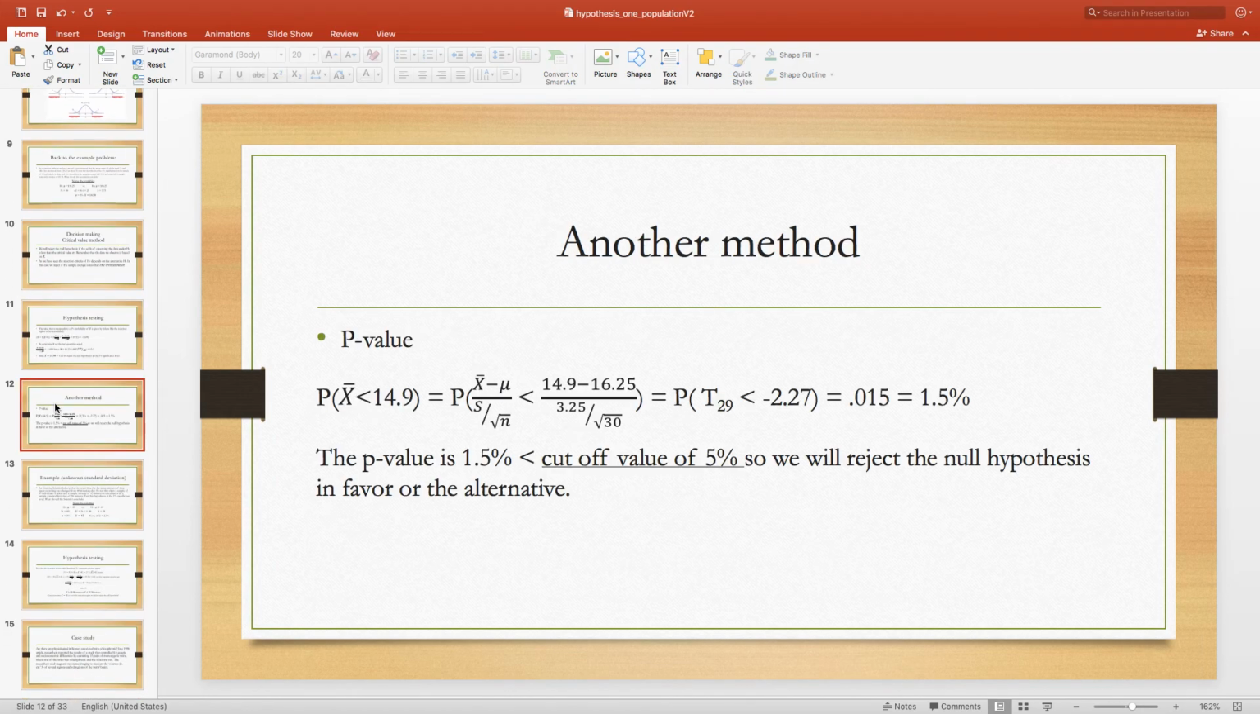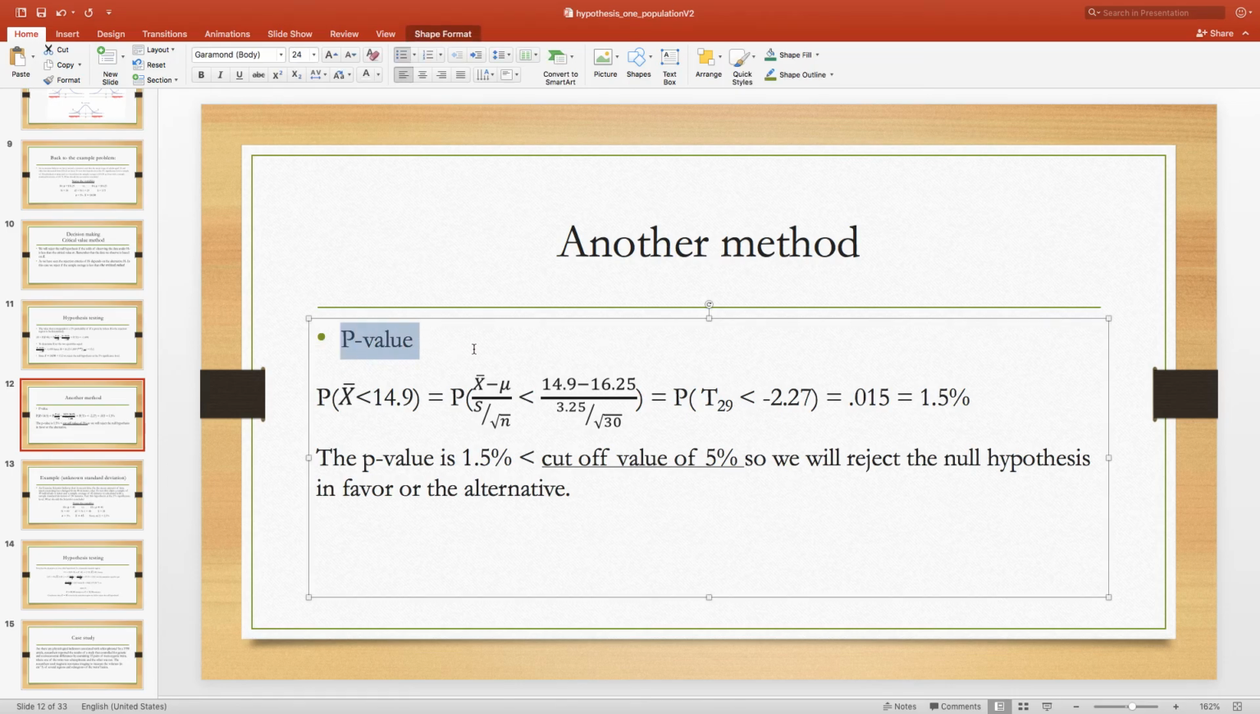Okay, so I mentioned that there's another method, and this one's called the p-value. You can use whichever method you prefer, but in future sections, we're going to use the p-value a little bit more prominently. Okay, and the p-value method says, what is the probability of observing x bar being 14.9 or less? After all, 14.9 was the actual observed value, so what's the probability it's at most that value?